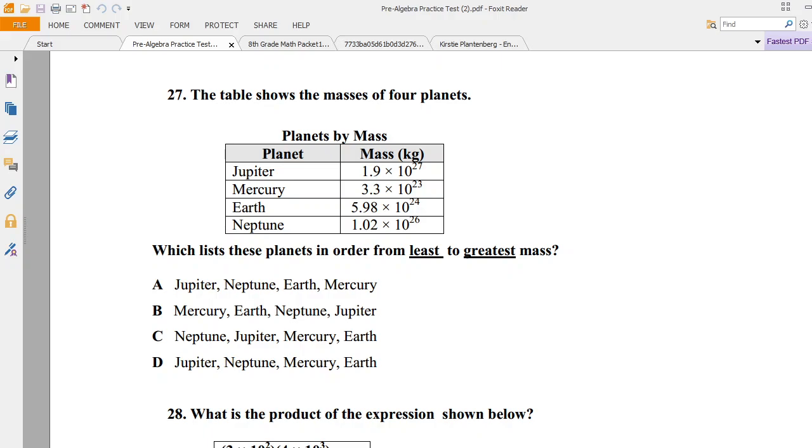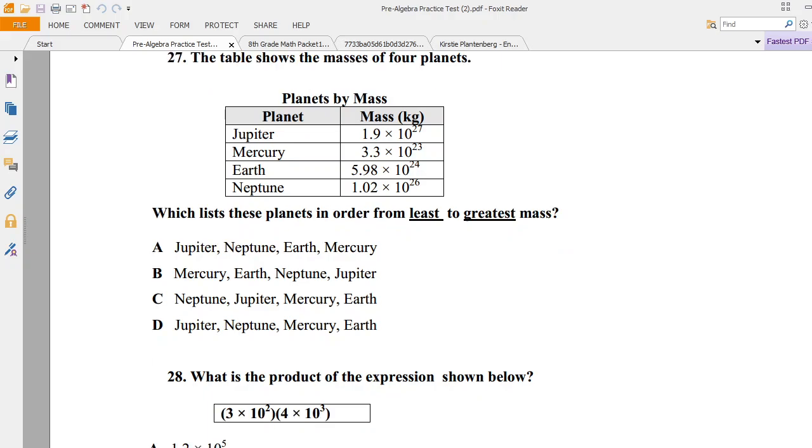27 is right here. This is scientific notation. 27 means it has one more zero than the others. Neptune has 26 right here, so Neptune is going to be the second greatest. Here is 24, Earth is going to be the third. And the other one is Mercury. Mercury is the least heavy. So this is an easy question.